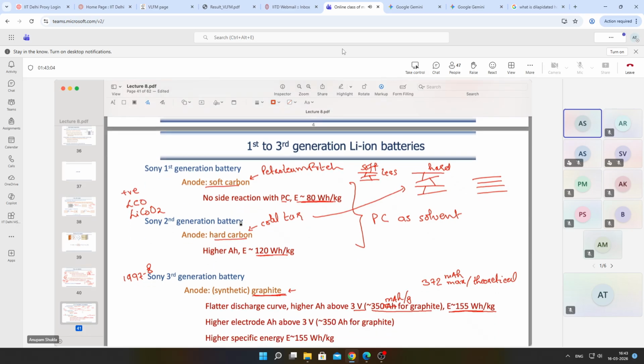Then Sony came up with second generation batteries around 1995. Here what they have done is they use hard carbon. This hard carbon came from starting from coal tar pitch or coal tar instead of petroleum pitch. Hard carbon is even more defected carbon.